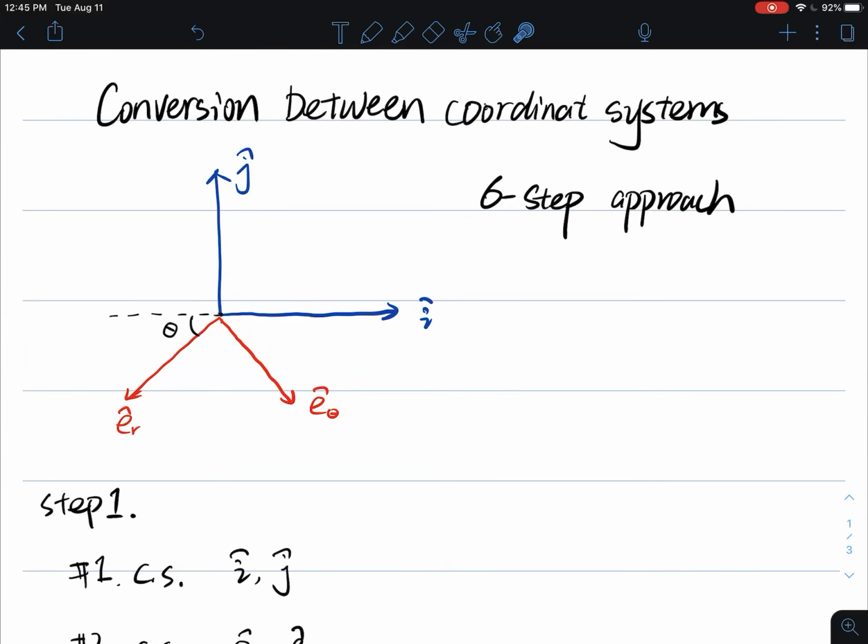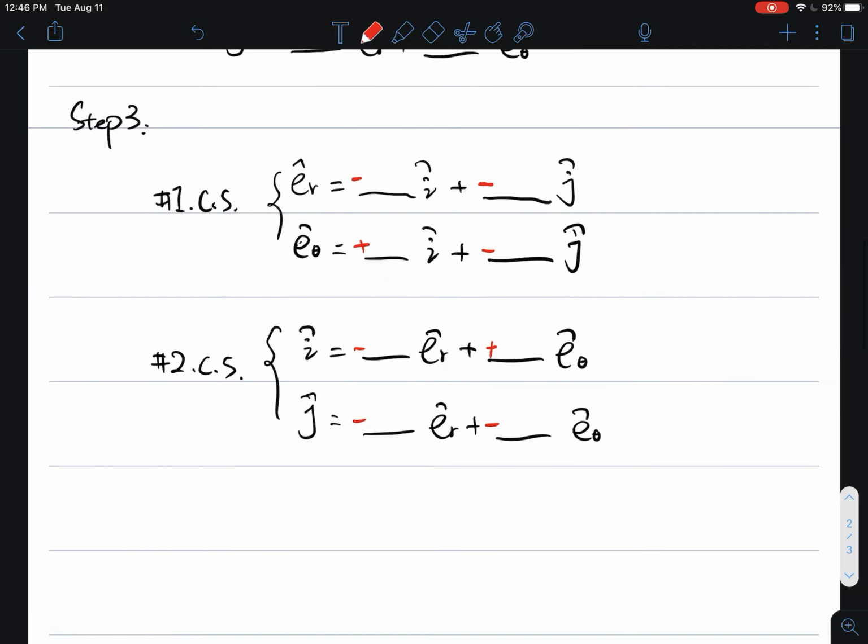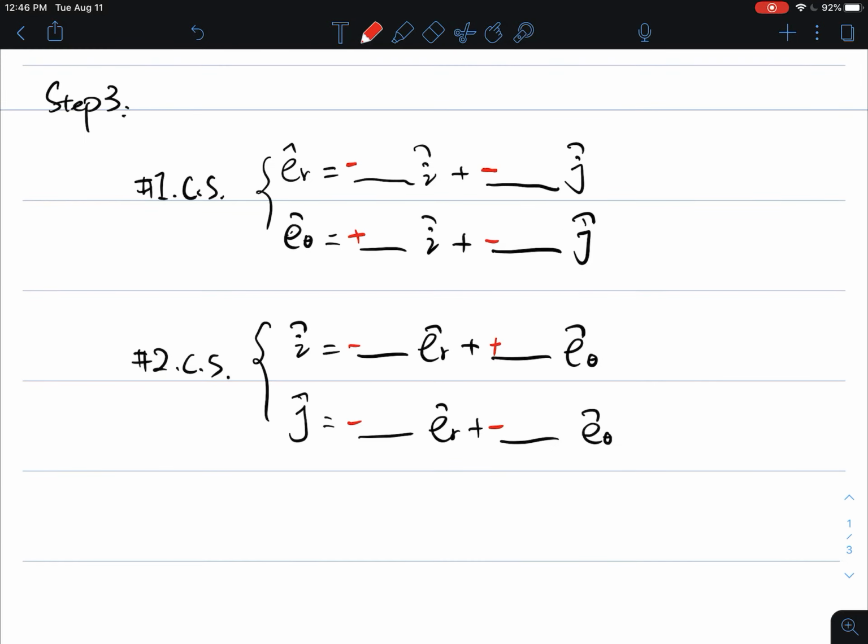All right, now let's look at j. J right here. Let's decompose j on the e_r direction. You would say it's definitely in the negative direction of e_r, and j is also in the negative direction on the e_theta direction. So j has negative components in both directions. All right, so far we're done with step 3. We determined the signs for our conversion equations.